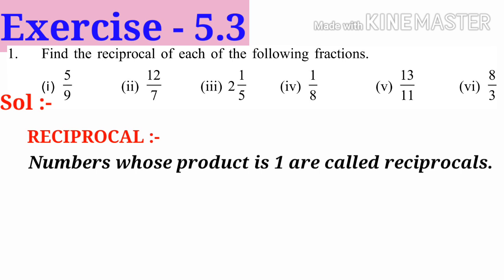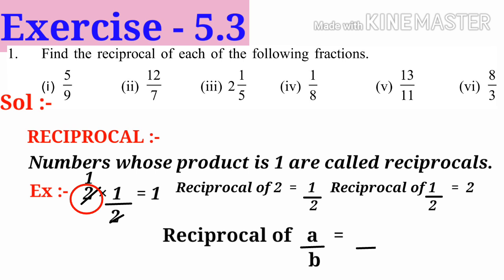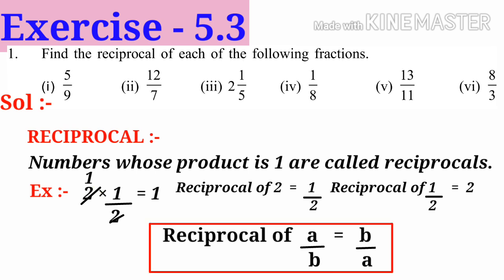Numbers whose product is 1 are called reciprocals. Example. 2 into 1 by 2. On simplification, 2 ones are 2, 2 ones are 2, we get 1. That is, reciprocal of 2 is 1 by 2 and reciprocal of 1 by 2 is 2. So, in general, reciprocal of A by B is equal to B by A. Let us use it as a formula.